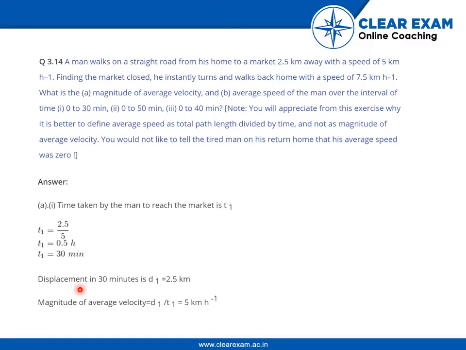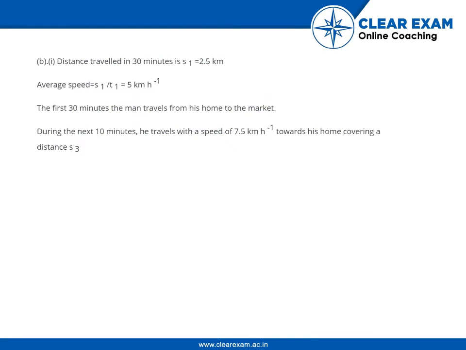So displacement in 30 minutes is D1, which is 2.5 kilometer, and the magnitude of average velocity is D1 by T1, which is 5 km per hour. And for the second one, the distance traveled in 30 minutes is 2.5 km, which is denoted by S1, and we can know the average speed is equal to S1 by T1, which is 5 km per hour.